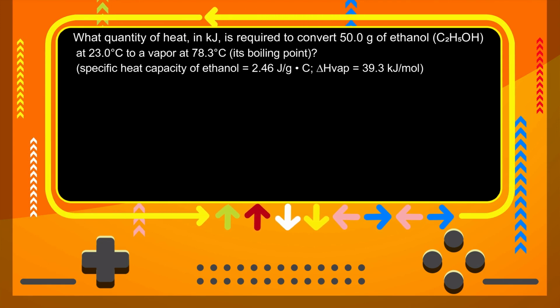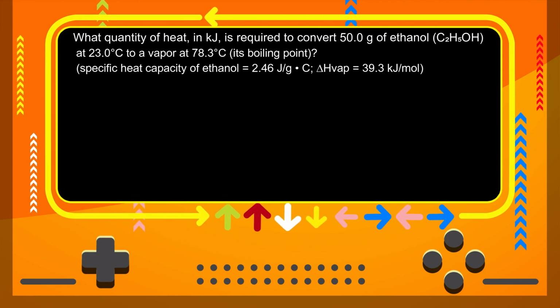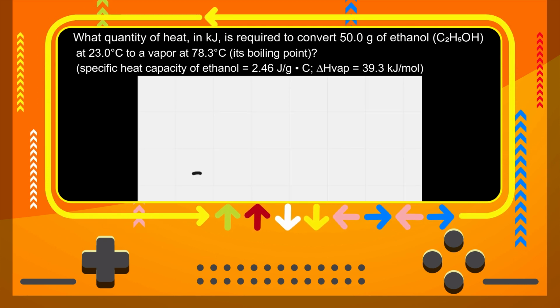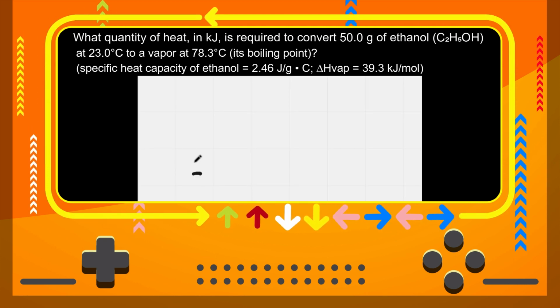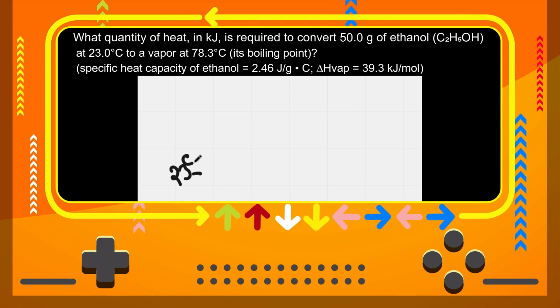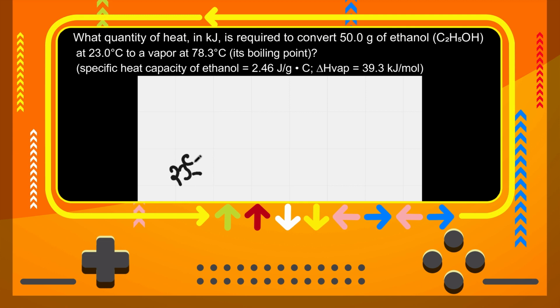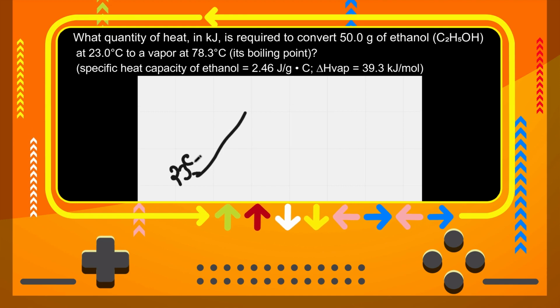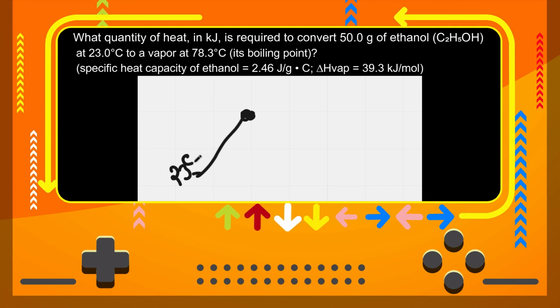So I need to break that one down, because that's a lot going on here. Initially, we start off at 23 degrees Celsius. I want to put a 23 here, that's my C. So we're at 23 degrees Celsius, and they're going to heat me up. Bam, so I started to get heated. And then bam, this little mark right here is where I hit my boiling point.